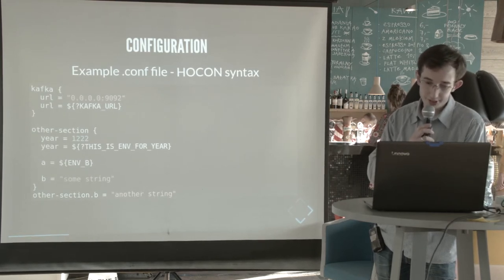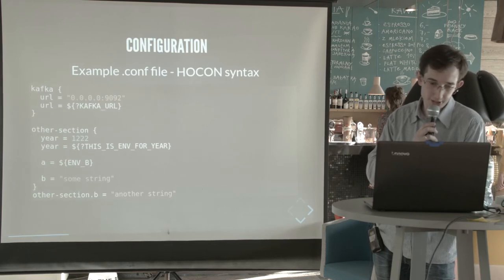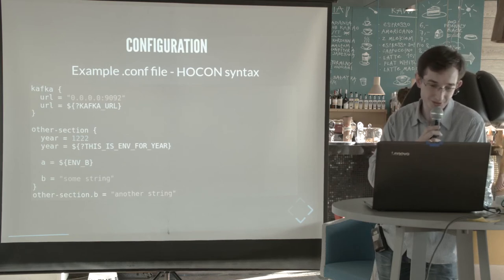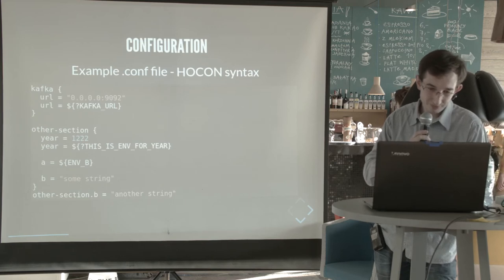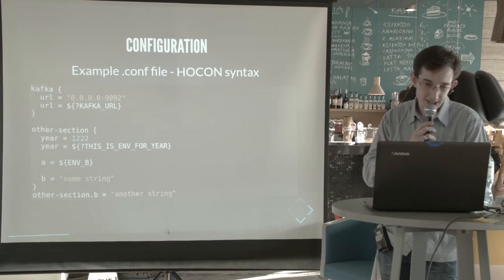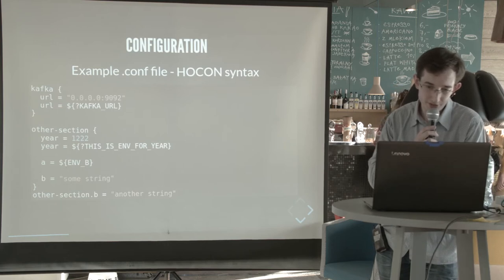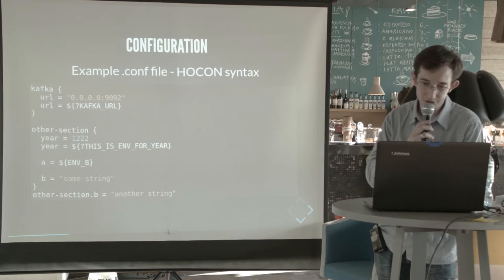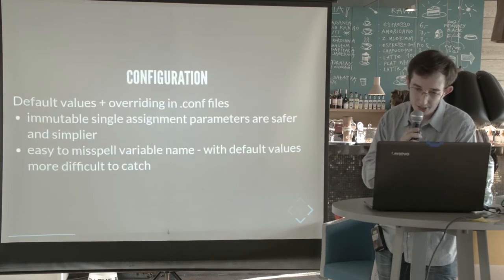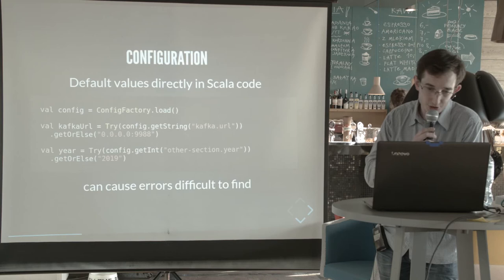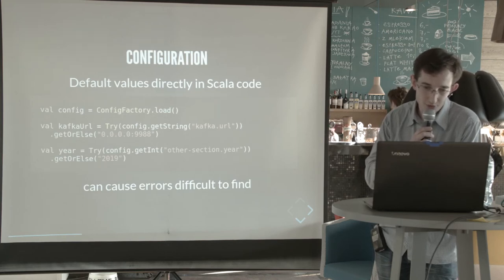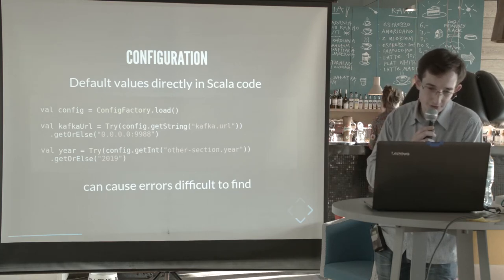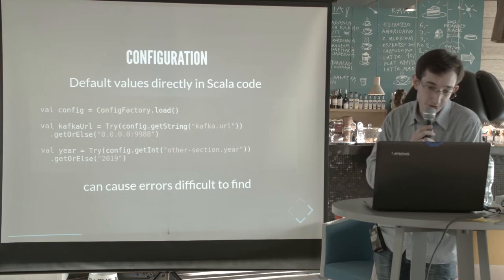This is why I don't advocate for default parameters in config files. Rather, I prefer a single assignment, immutable parameter value. Immutability is good even in configuration files. The same situation happens when you move default values from .conf files to Scala code itself. You can get the value from the config file, and if it does not exist, you assign a default one. You don't know if the value from a variable or the default one was assigned.